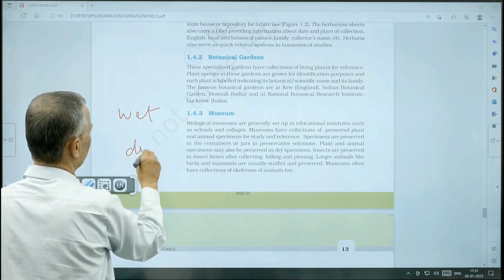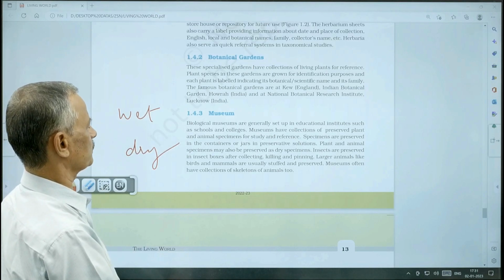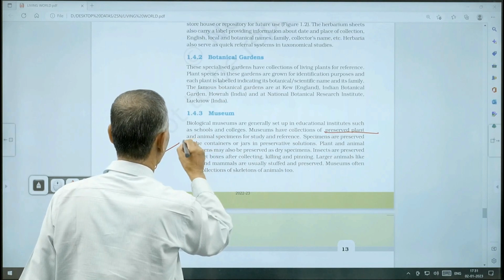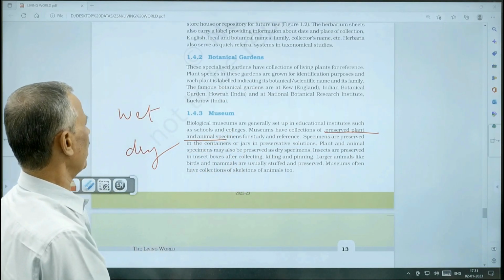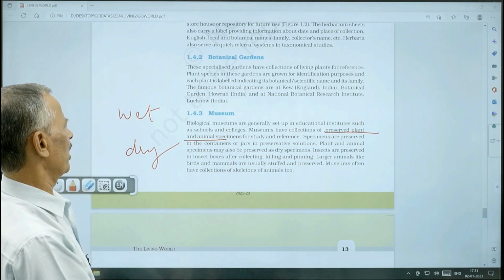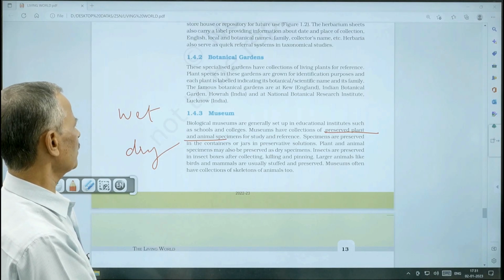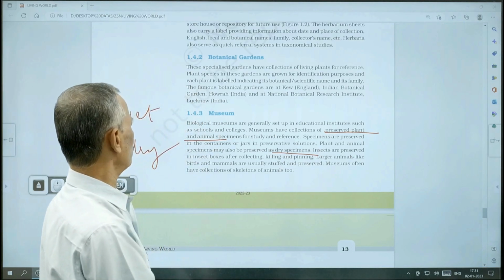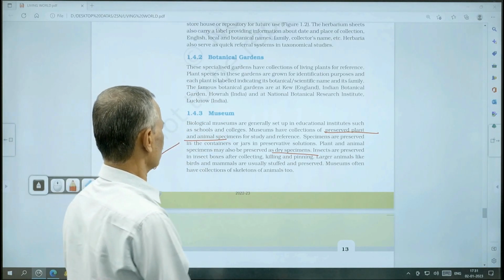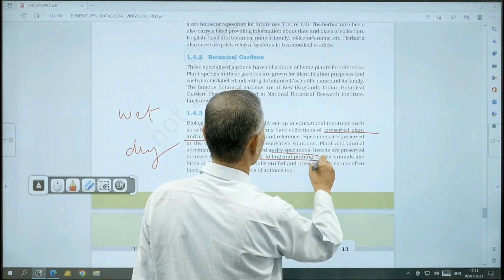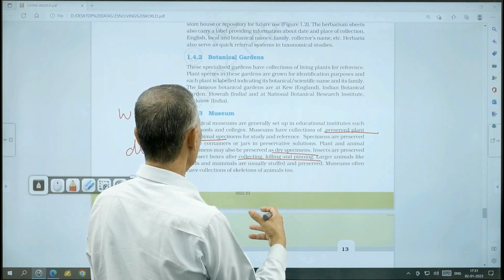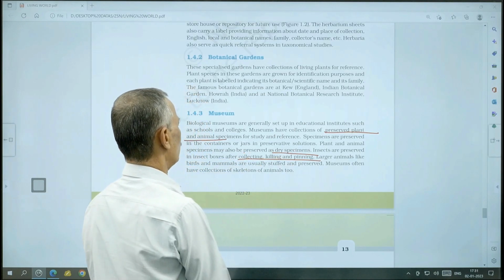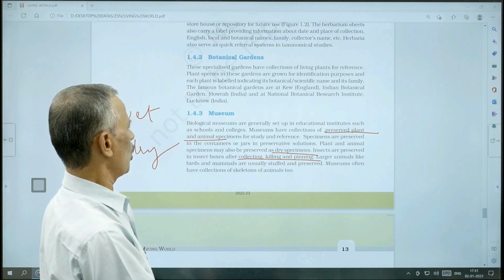Or it may be dry specimens. So they have preserved plant and animal. Both plant and animal materials are thus preserved, either as wet or as dry specimens. Insects are also preserved in insect boxes. After collecting insects, they are all killed and dried and then pinned in boxes called entomological boxes.